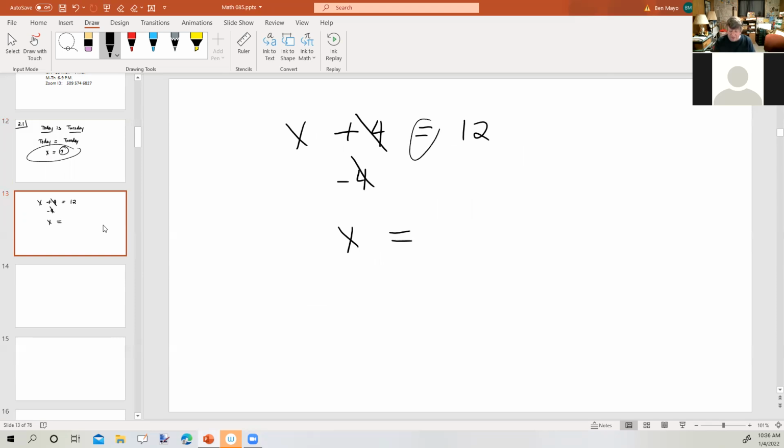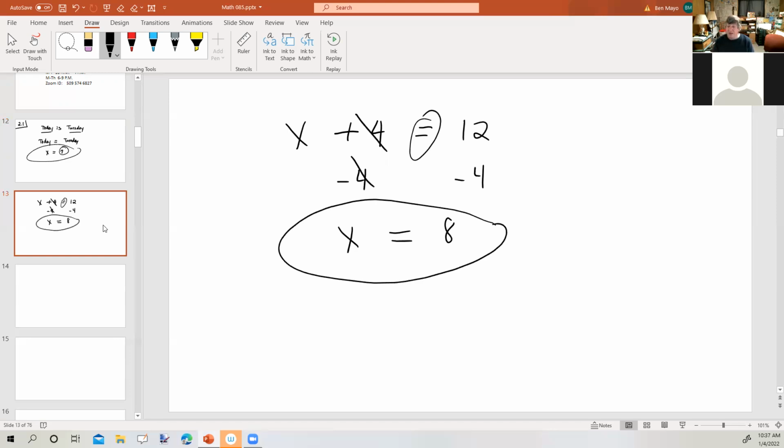However, because it's an equation, whatever we do to one side of the equal sign, we must also do to the other side of the equal sign. So subtracting 4 from the left, we have to subtract 4 from the right. 12 minus 4 is 8. So for this particular equation, x equals 8.